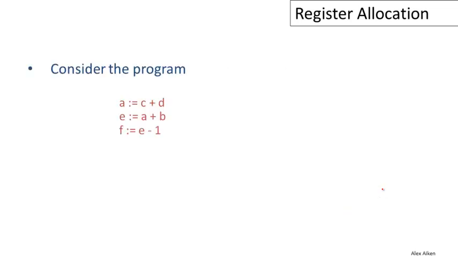So how can we do this magic thing? How can we actually make a single register hold multiple values? Well, the trick is that it's fine for a register to have multiple values as long as it only has one value at a time.